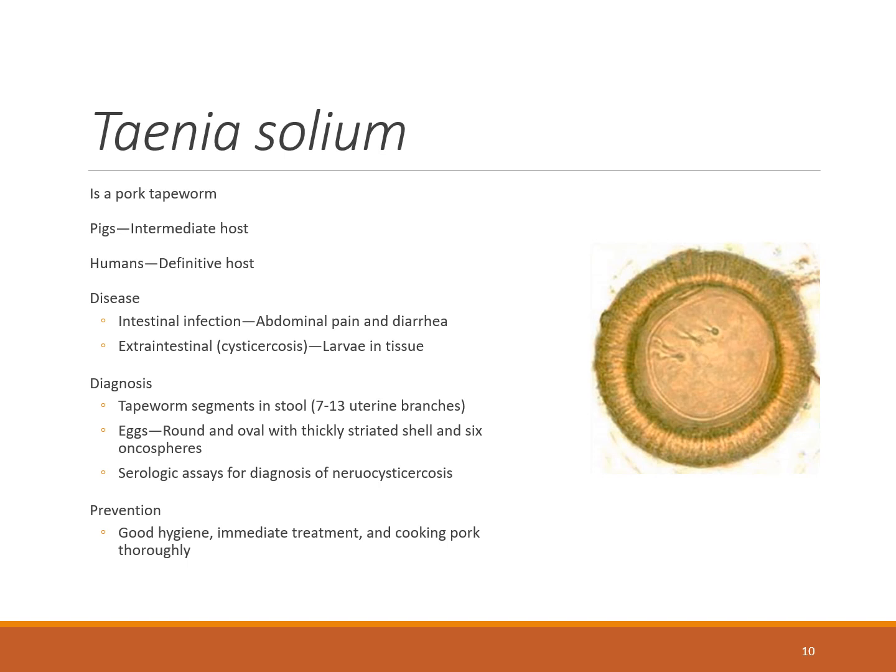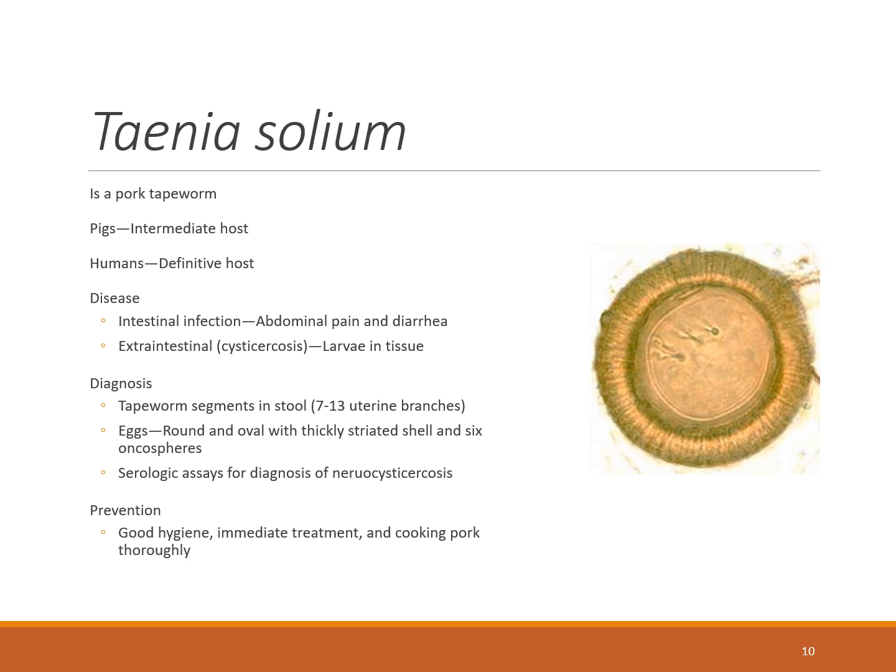Taenia solium, this is referred to as the pork tapeworm. So that means the pigs are the intermediate hosts and then humans are the definitive hosts. And so this can cause intestinal infections with abdominal pain, diarrhea. And with this infection, some patients can be asymptomatic, but they can experience weight loss. It can also cause an extraintestinal infection where the larvae actually infect the tissue.